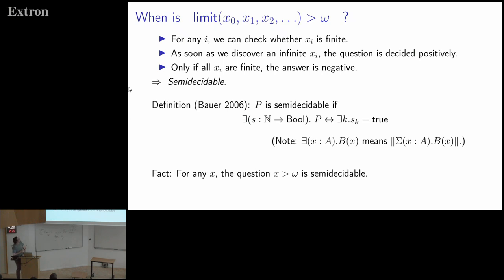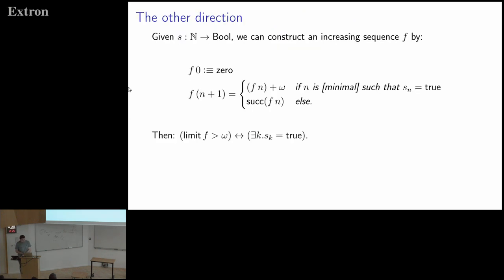And now it's pretty much non-surprising that the question whether x is strictly above omega is semi-decidable, because we just discussed that you can look at the sequence and check whether every element of the sequence is finite or not. Okay, but now what about the other direction? So say we are given some Boolean sequence S. We want to construct an ordinal which corresponds to this sequence. And we can do this.